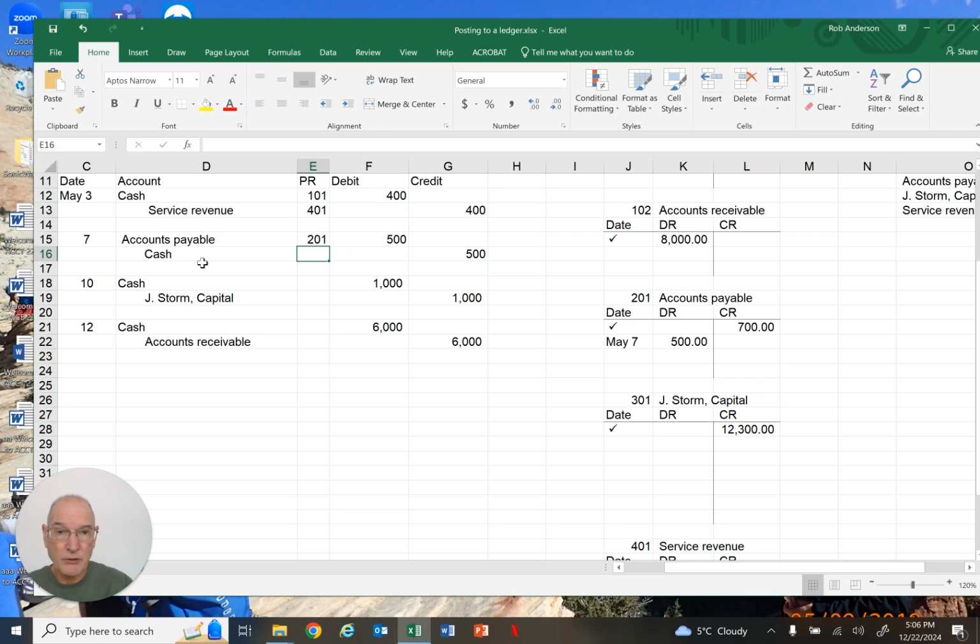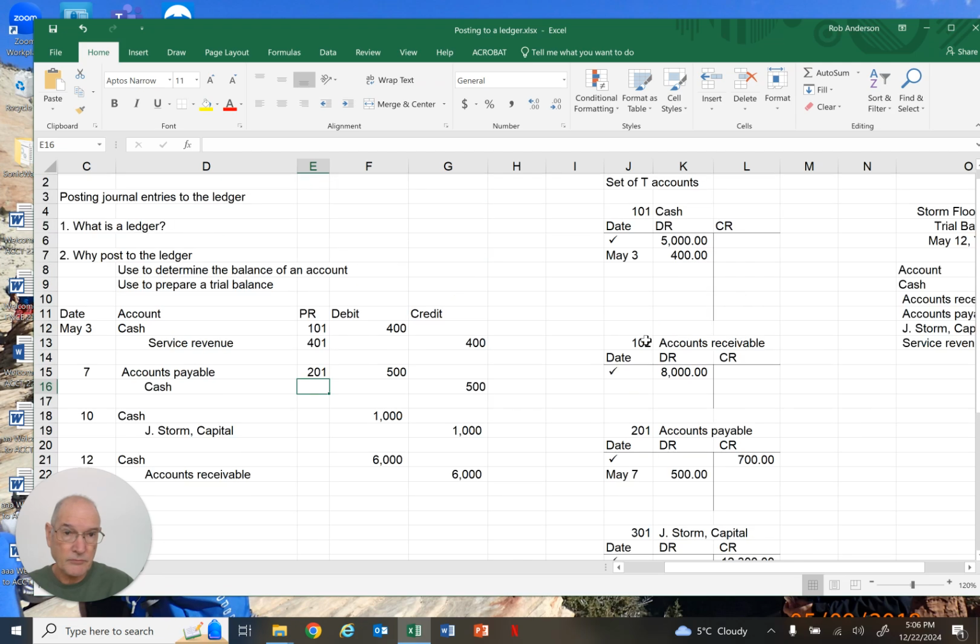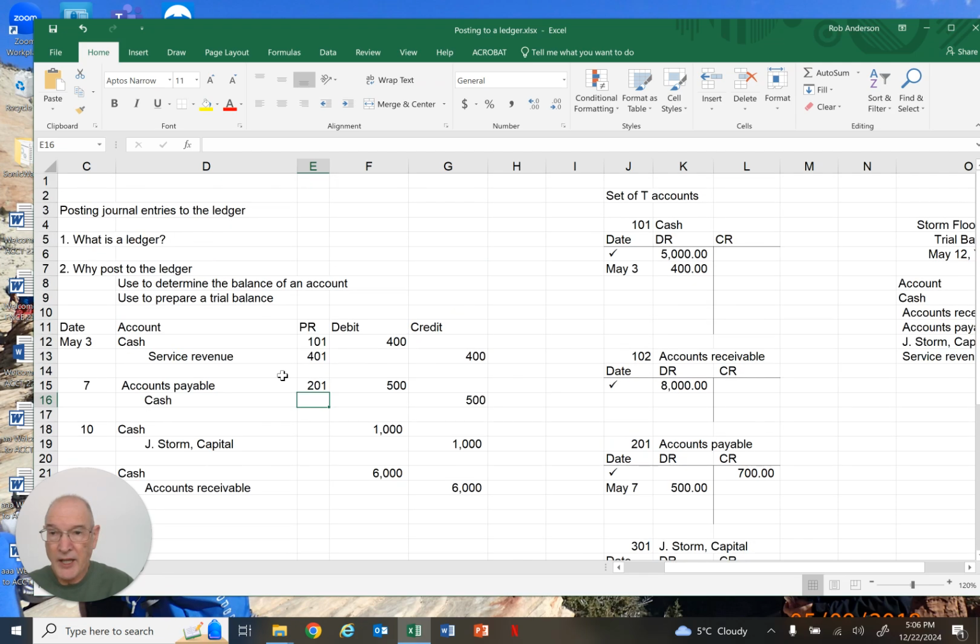Now that's a cash credit of 500. So we're going to pay cash. Now this is on May 7. So what I'm going to do here is just write a 7. I don't need to keep repeating May. But I did spend money to pay my account payable. So here's 500 credit to cash. And that was 101.